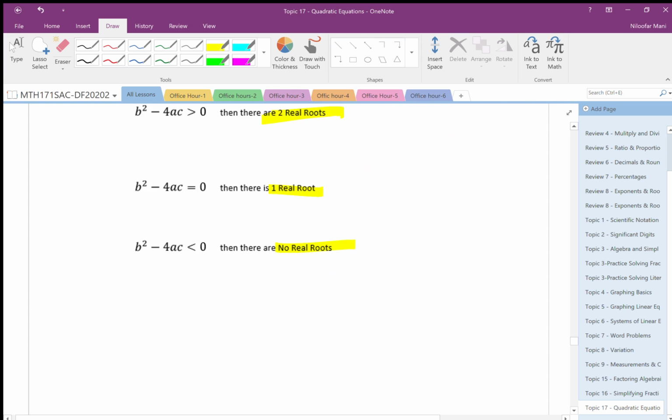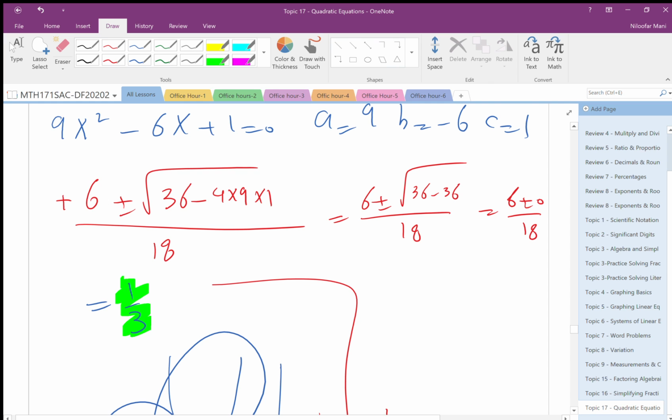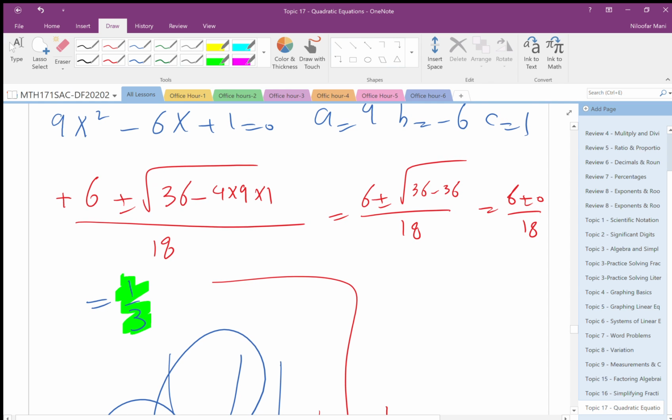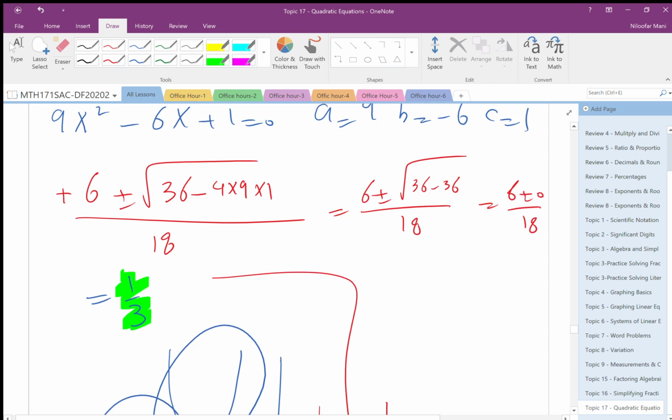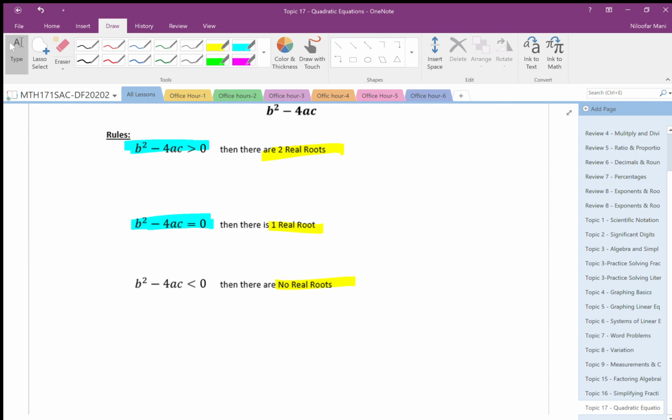In which case, look at here. If I have a positive under the radical, I have two answers, plus and minus radical. If I have under the radical equal 0, I have just one answer, the same as here, just one answer, because under the radical is 36 minus 36 equals 0. If I have a negative under the radical, then you say there is no answer because there is no number for a radical of a negative. Okay, so that's impossible.